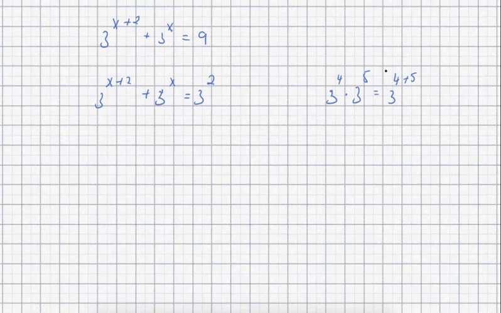3 to the power of x times 3 to the power of 2, plus 3 to the power of x equals 3 to the power of 2. Now we can see that we have here 3^x and here 3^x. So this is actually a common factor (גורם משותף).